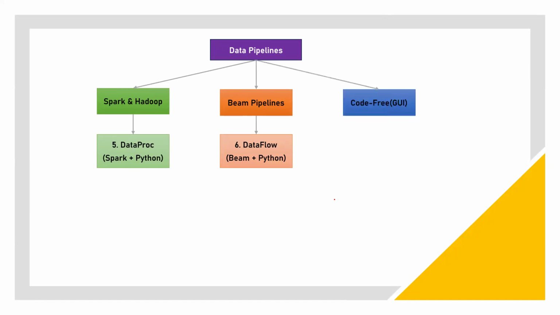And the third one, code free. If you want to create pipelines without writing any code, because here we are using Spark with Python, and here we are using Beam with Python. These are coding tools. But if you want to create a pipeline without writing any code, we can go for Data Fusion, which we are also covering.